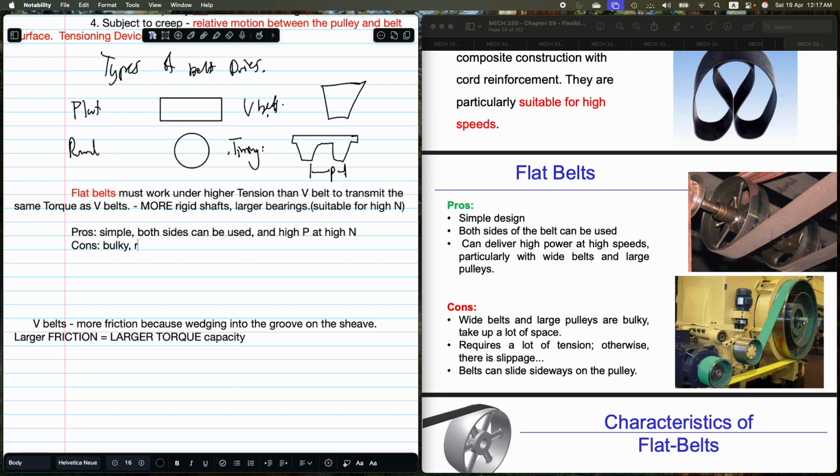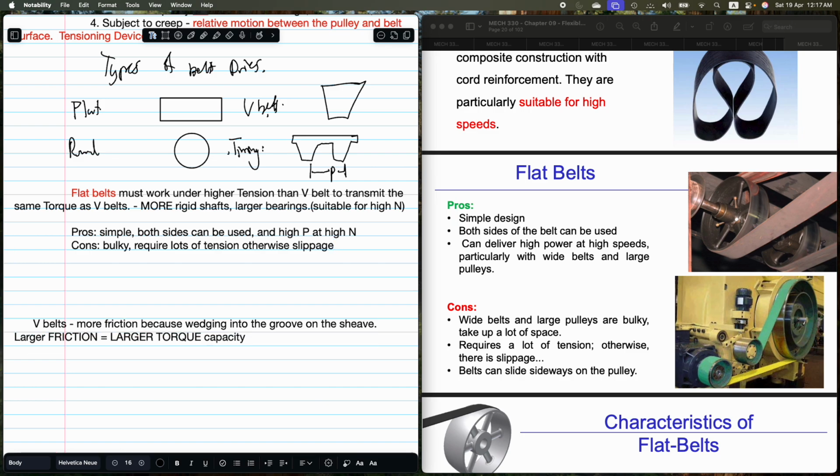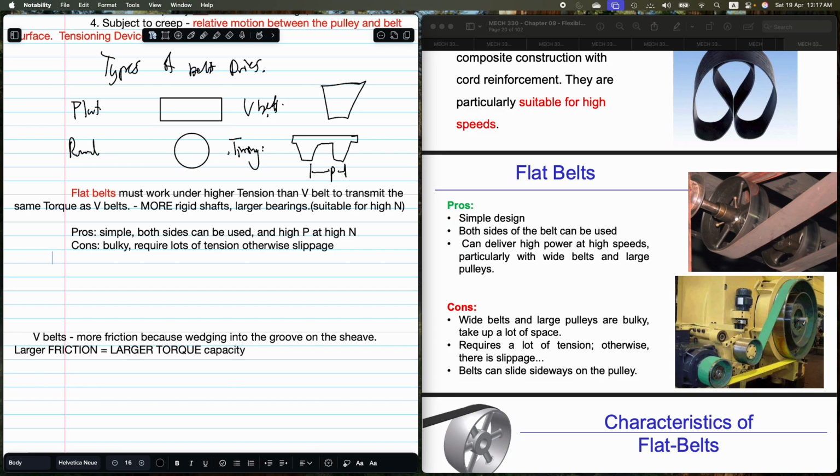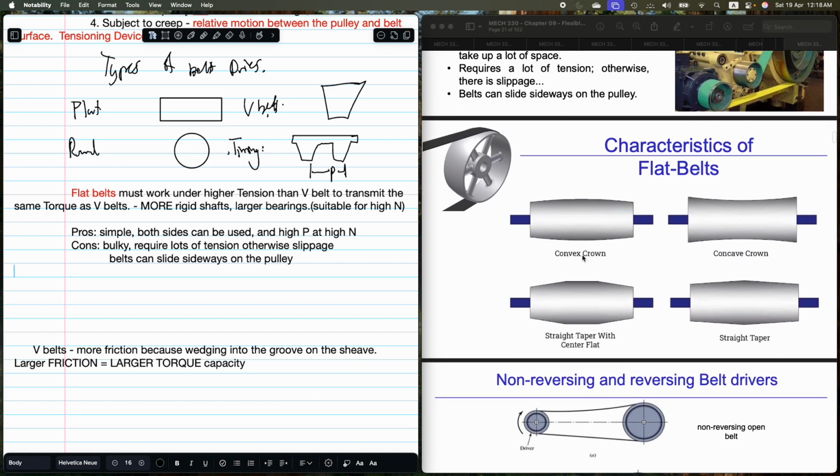Cons: bulky, require lots of tension, otherwise slippage. Okay, what else? Belts can slide sideways on the pulley. Okay, that makes sense. Characteristic of flat belts: you have concave crown, convex crown, concave crown, straight taper.